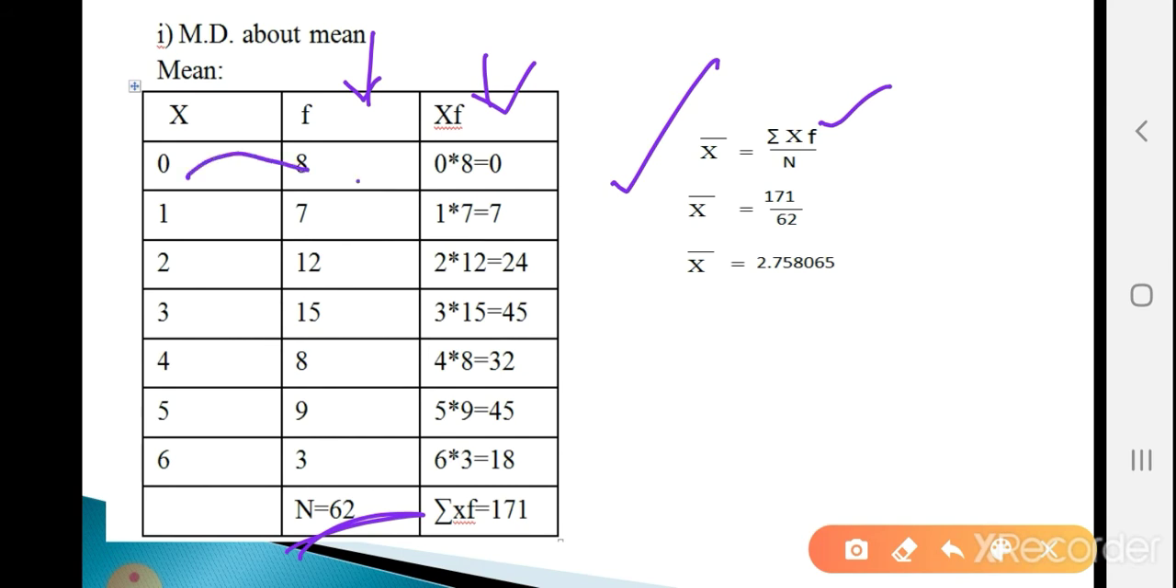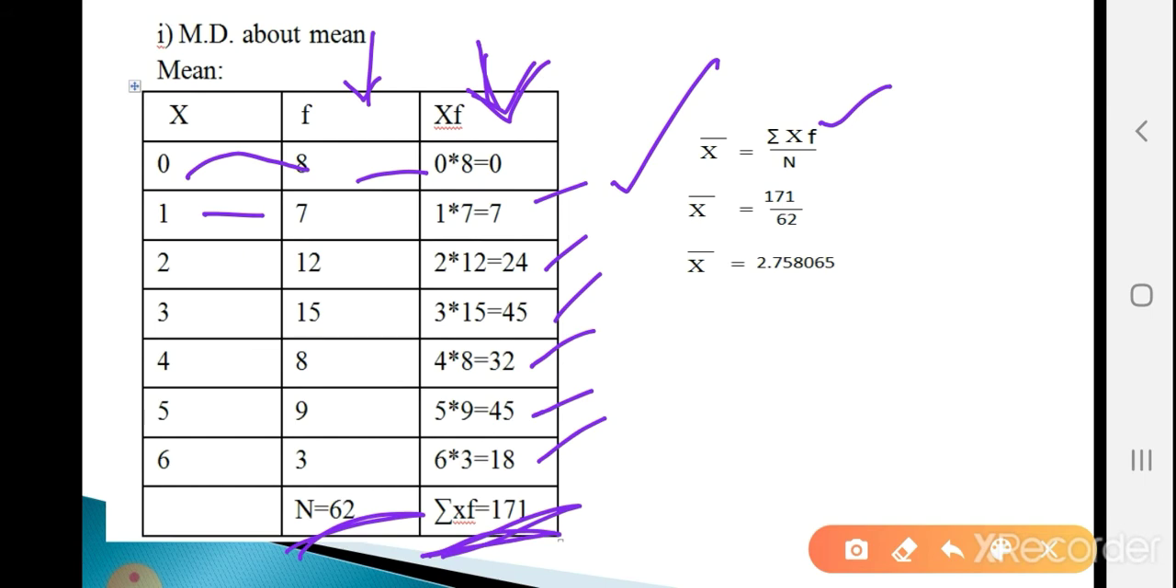So 0 into 8, that is 0. 1 into 7, that is 7. 2 into 12, that is 24. 3 into 15, that is 45. Then 4 into 8, that is 32. Then 5 into 9, that is 45. And the last 6 into 3, that is 18. So the total of the last column is 171. So here the summation x into f is 171.